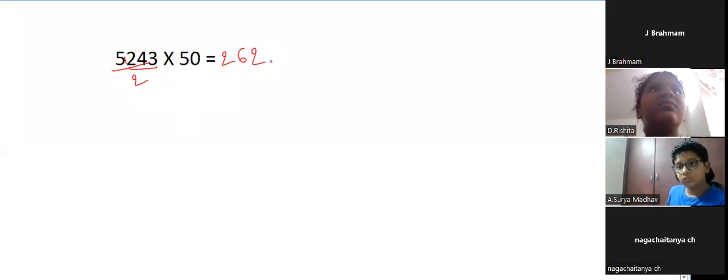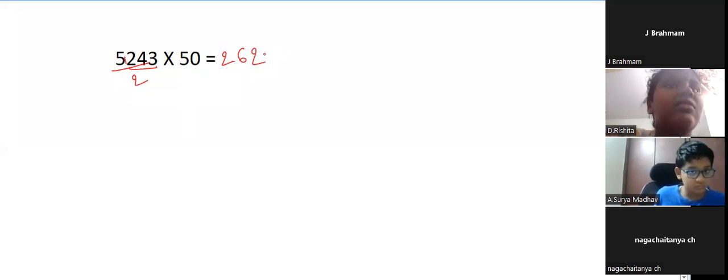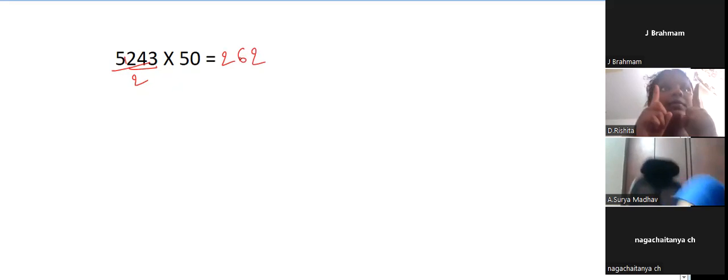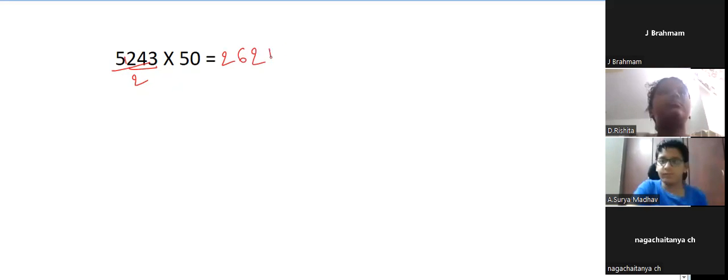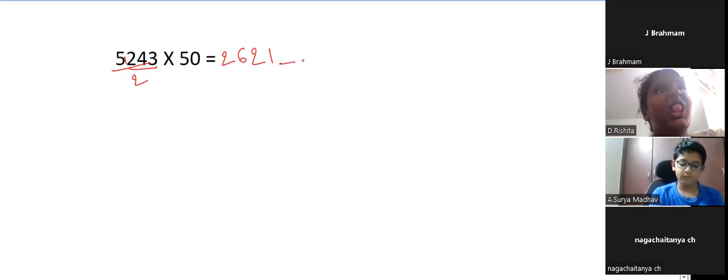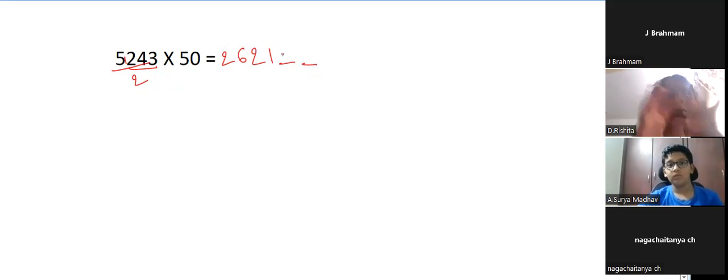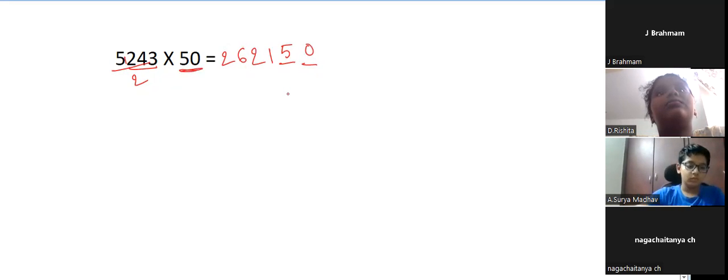And the remainder is 1. How many times does 2 go in 3? 1 time, with remainder 1. Because the remainder is 1, the last 2 digits will be 5 and 0, because we are multiplying by 50, not by 5.